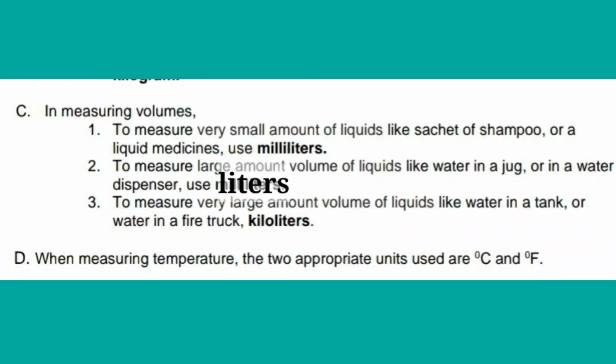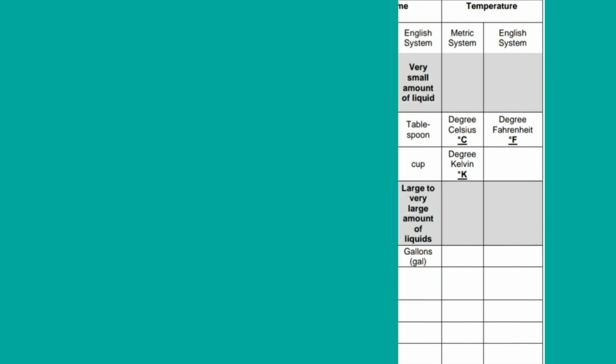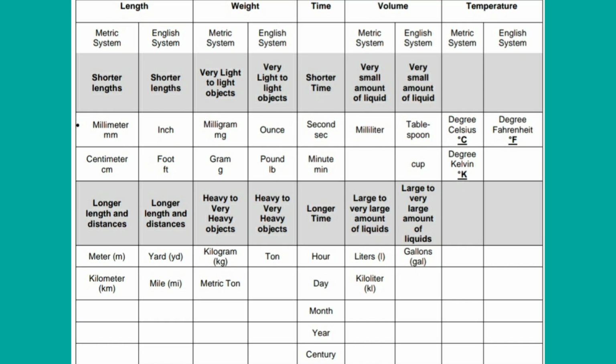And now for measuring temperature, the two appropriate units that you are going to use are degrees Celsius and degrees Fahrenheit. These are the two appropriate units in measuring temperature. That's it. Did you get it? Okay, very good. So let's go back to the table that shows the appropriate units to be used for its corresponding category of measurement.